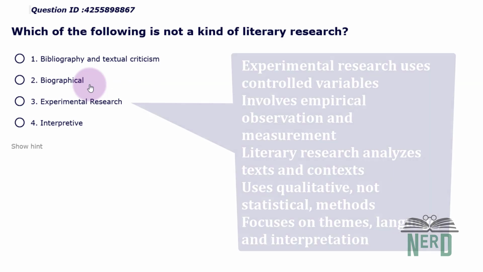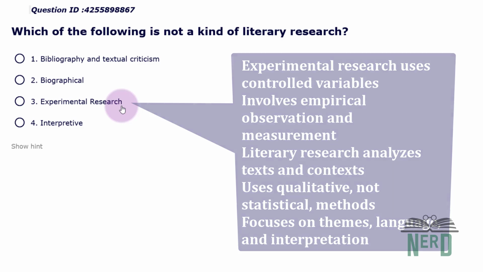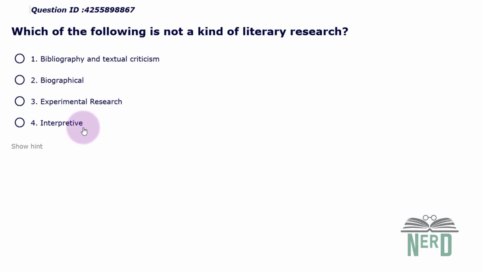Option C, experimental research. Wait, hold on. What kind of research is this? Now think. Does literature usually involve labs, control groups, and hypothesis testing? Not really. Experimental research is something we associate with psychology or education. In literature, we don't test chemicals. We test ideas. So, this one feels out of place. Let's park this one in the suspicious zone.